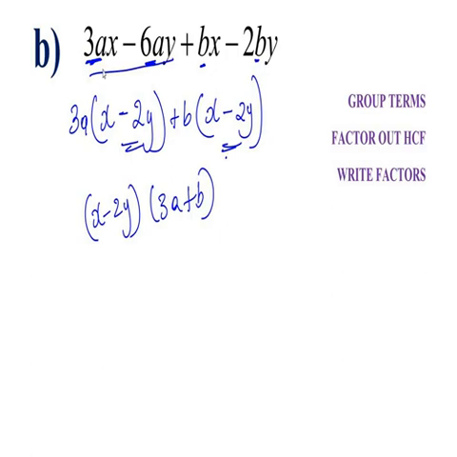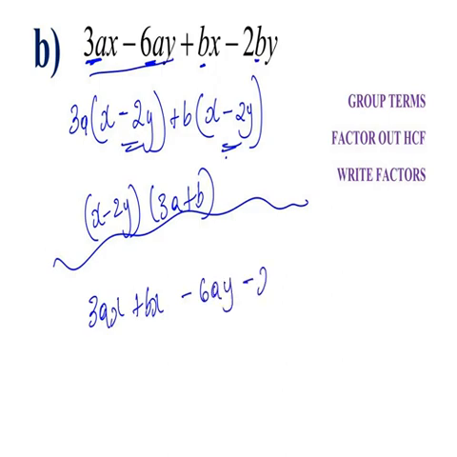Now somebody may be wondering, could we have rearranged just to group all the x's together and group all the y's together and get the same answer? Let's test and see what happens. If I group all the terms with x together, I have 3ax plus bx, and I would have minus 6ay minus 2by. Now, what is common to both 3ax and bx? We have x common to both, so we could factor out x. So then we will have what?